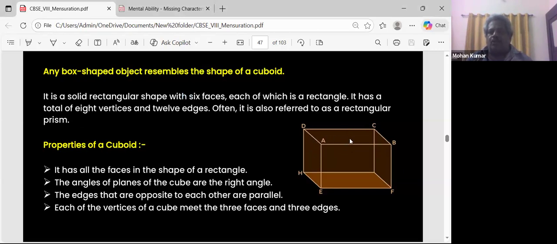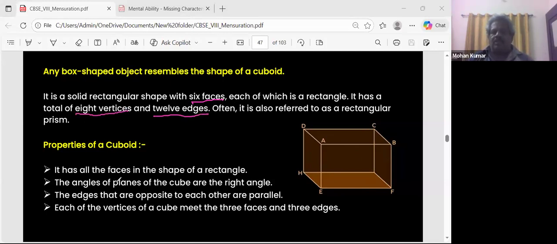See, AB is 1 vertex, BC is another, CD is another, DA is the fourth. In the bottom, EH, EF, and G. This is another one. So that is 8 vertices, and we have 12 edges. 4 plus 4, bottom 4, on the top also 4, the sides we have 4, total 12 edges. Remember all three of them. For a cuboid, there are 6 faces, 8 vertices, and 12 edges.